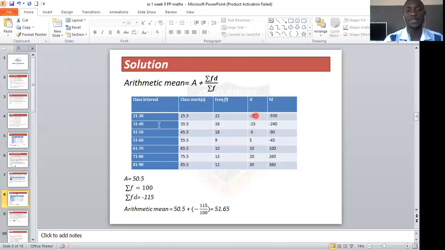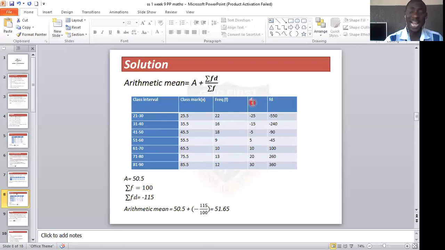So for the second interval, the class mark is 31 plus 40, which gives 71, divided by 2 gives 35.5. 35.5 minus the assumed mean of 50.5 will give you minus 15. And this is what we use down to the last one, which was 85.5 minus 50.5 will give you 35, and 75.5 minus 50.5 will give you 25. That's how to calculate the deviation.